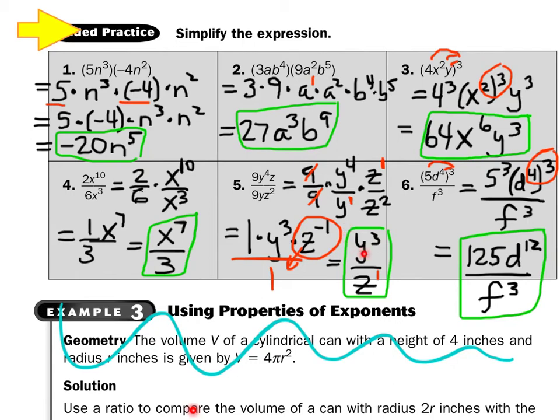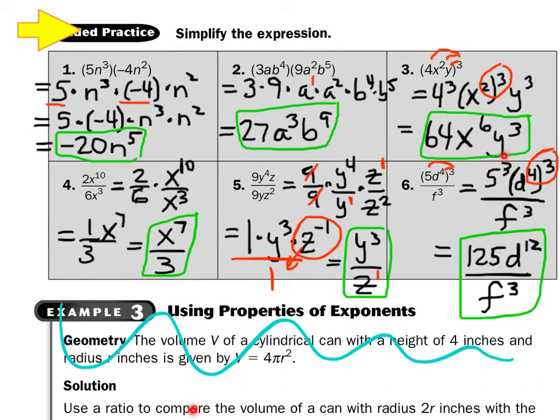So that gives me y to the 3rd power on top over z to the 1st power on the bottom. Okay, take a look at number 6. So I have in parentheses 5d to the 4th power, all raised to the 3rd power, over f to the 3rd power. Well, first thing I have to do is draw rainbows. The power of 3 goes to the 5, and it's going to go to the d to the 4th.